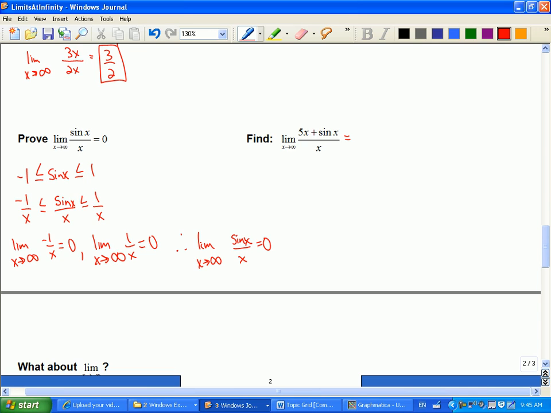Okay, so don't forget all those tricks that you've learned over the many years that you've been tortured through math, they still apply. So here's one way I could rewrite this. Split your fraction up. Now I'm dealing with the limit as x goes to infinity of 5 plus sine x over x. This is the limit as x goes to infinity of 5 plus 0, what we just talked about. So it's 5.